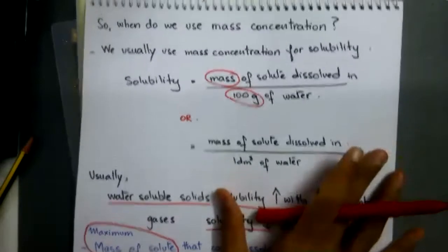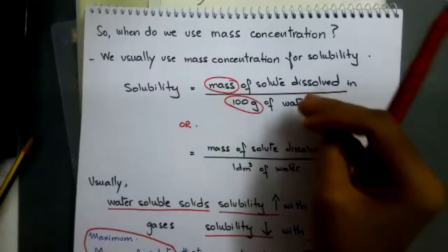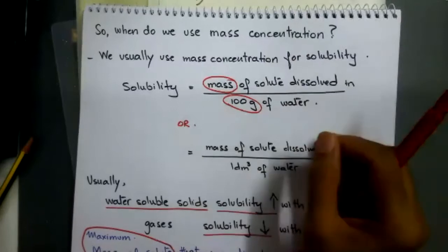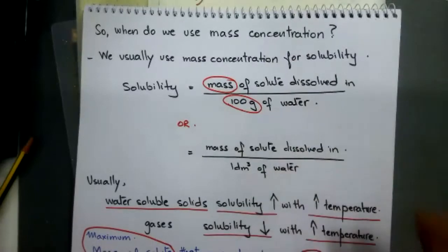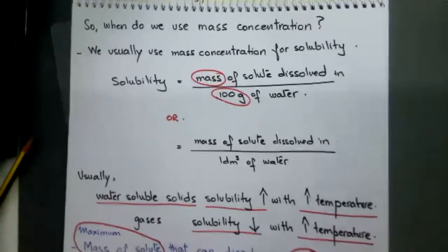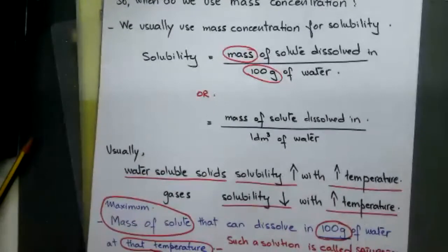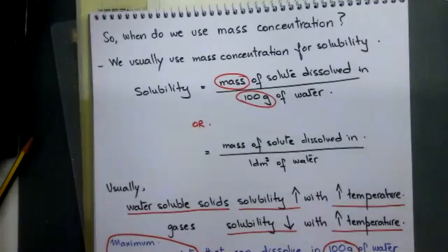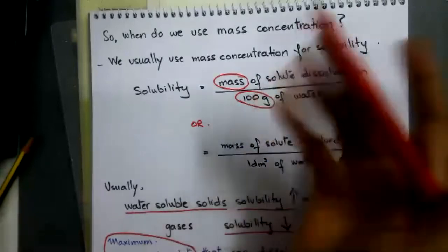Now let's move on to solubility. Mass concentration is what we use in solubility. Is there any question till now? Before I move on to solubility, is there any question regarding titration, regarding any of these concepts that we have discussed so far? Redox reactions, acid base. Okay. Now, what is solubility?